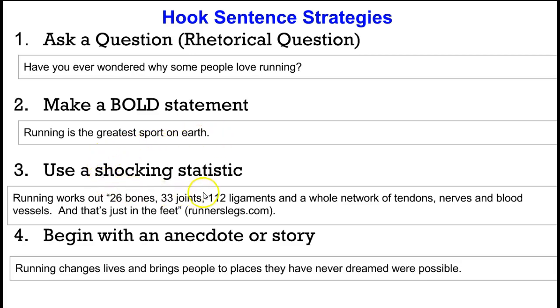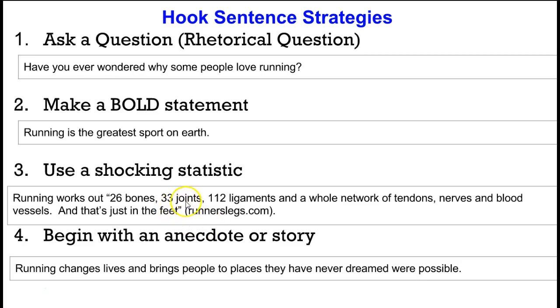And then a shocking statistic. It's okay for your shocking statistic to be part of a direct quote, but I caution you that you definitely want to make sure you give the source where you got your information from credit. So my shocking statistic is actually more than one sentence. It says, "Running works out 26 bones, 33 joints, 112 ligaments, and a whole network of tendons, nerves, and blood vessels, and that's just in the feet."